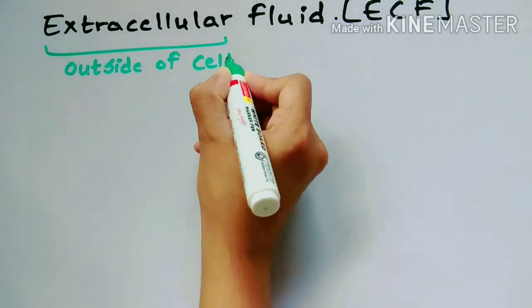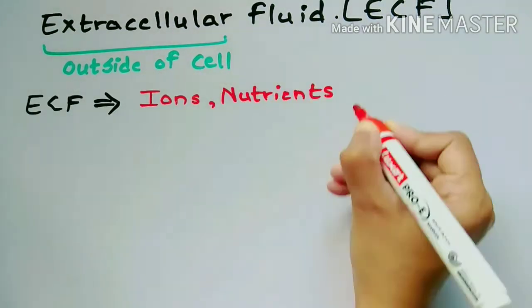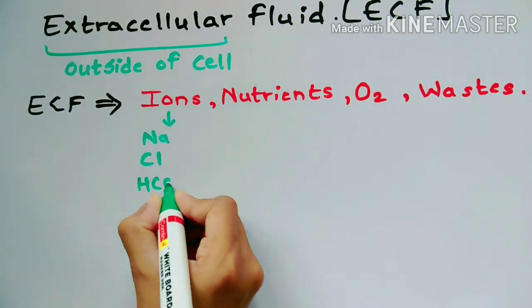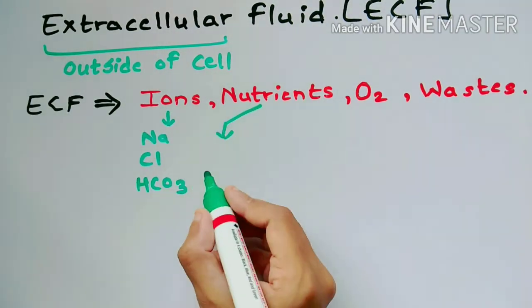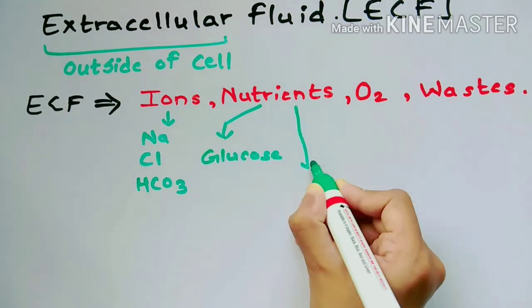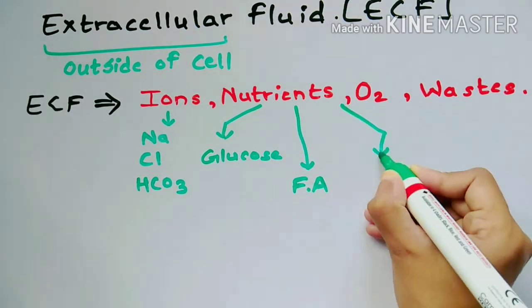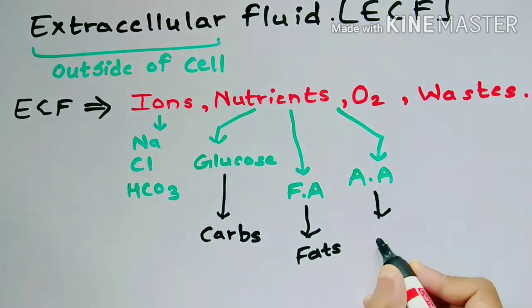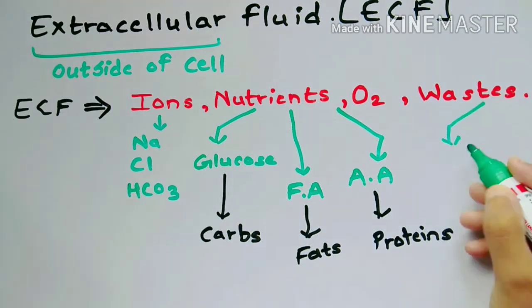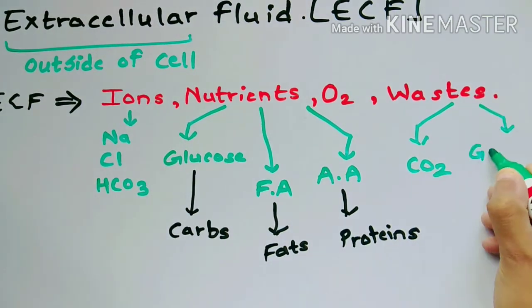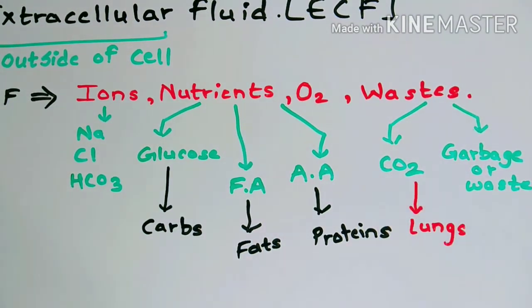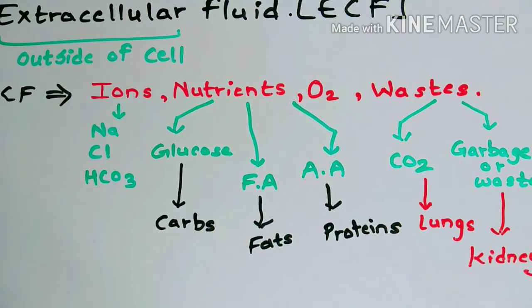ECF is a water solution that includes ions, nutrients, oxygen and waste products. Ions mainly include sodium, chloride and bicarbonate ions, and nutrients include amino acids, fatty acids and glucose. Amino acids are the building blocks of protein, fatty acids of fats and glucose of carbs. The waste products include CO2, that is carbon dioxide, that is excreted out of the body through the lungs, and the waste product, that is garbage, that is excreted in the form of urine with the help of kidneys.